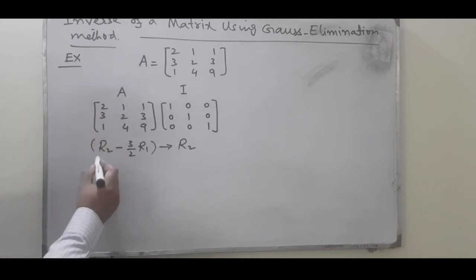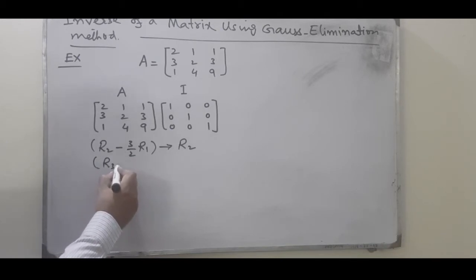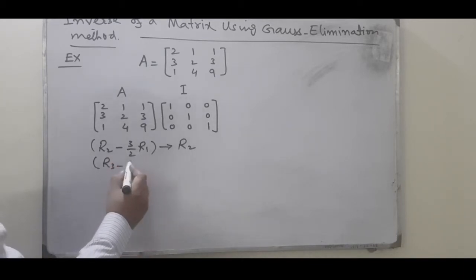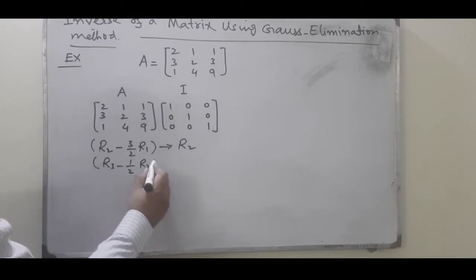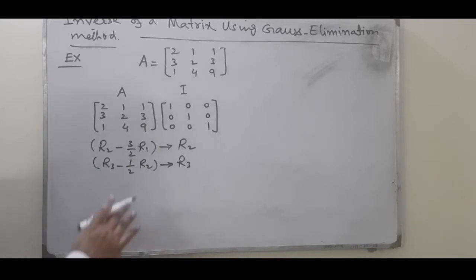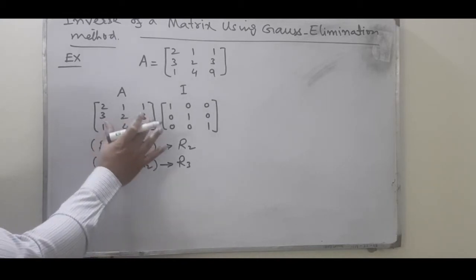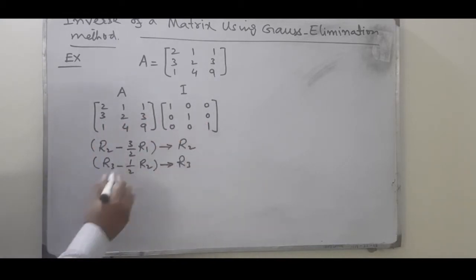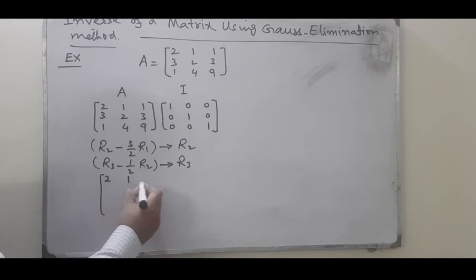And the second operation, we are performing two simultaneous operations here: R3 minus 1/2 R1, and the change goes to R3. So these are the two operations we are performing on this side, and those will be applied on this side as well. On applying these operations, you can see the first row doesn't change, so I keep it as it is.